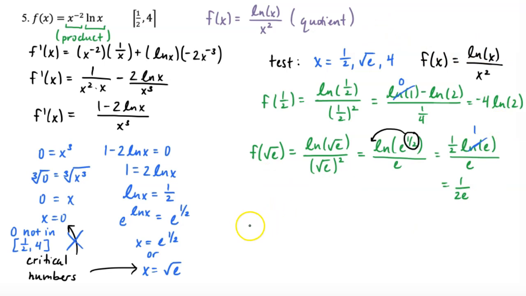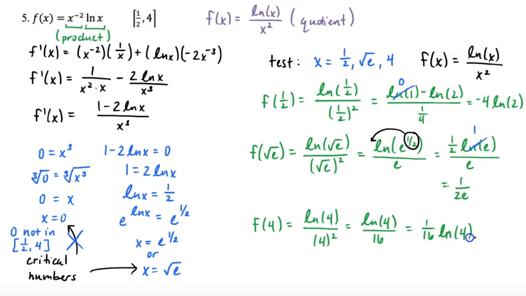Okay, and one more, I now need to find f of 4. This is going to be the natural log of 4 divided by 4 squared. Natural log of 4 is just the natural log of 4. There's really nothing else I can do to that. And I'm dividing that by what 4 squared is, 16. And so I can just write this as 1/16 times the natural log of 4. It doesn't really matter. Both of these are perfectly acceptable.